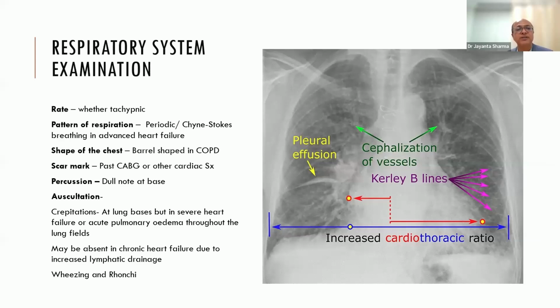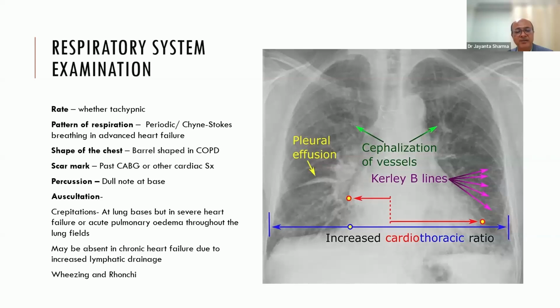Then the pattern of respiration, whether the patient has periodic respiration or Cheyne-Stokes breathing. See the shape of the chest, whether the patient has a barrel-shaped chest, because a barrel-shaped chest is usually seen in COPD patients. Any scar mark on the patient or not. Go for percussion; you will get a dull note at the base, and in auscultation, you will get severe crepitations at the lung bases. But in severe heart failure and acute pulmonary edema, you will get coarse crepitations throughout the chest. Sometimes in chronic heart failure, you may find the crepitations absent, but in most cases, if we put our stethoscope on the chest, we will get crepitations all over the chest.